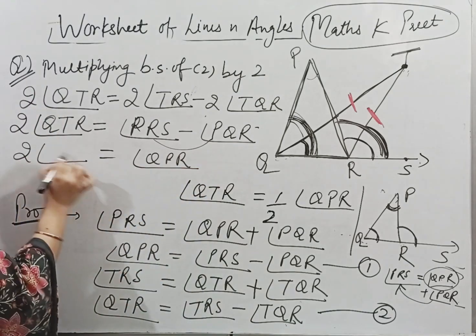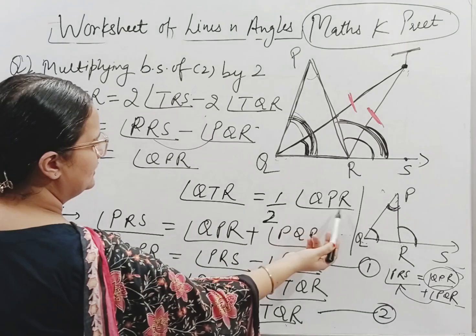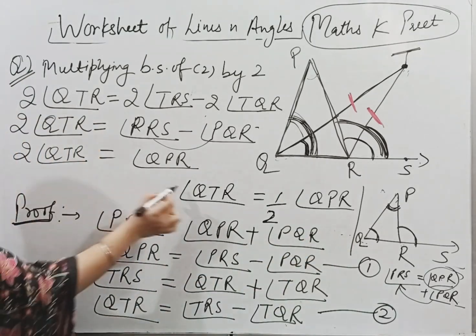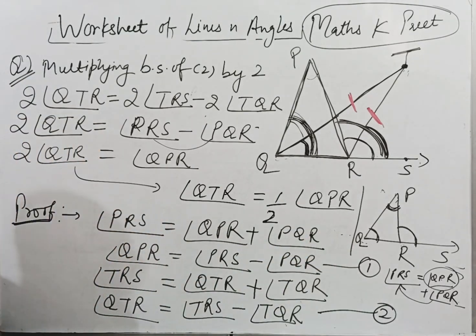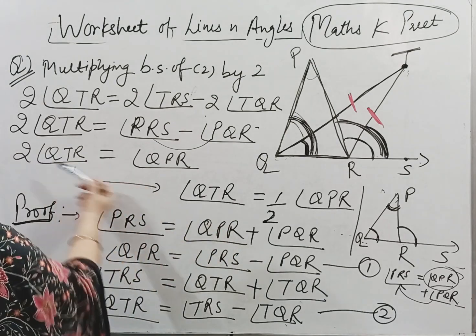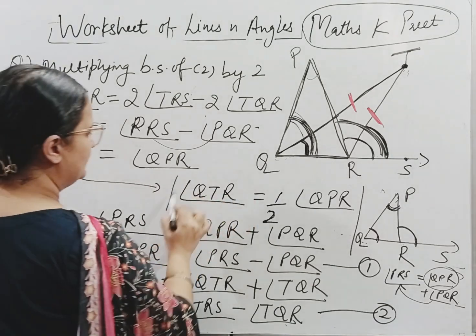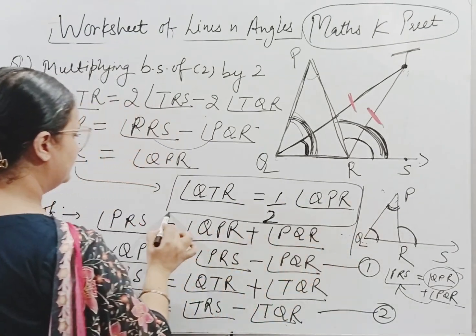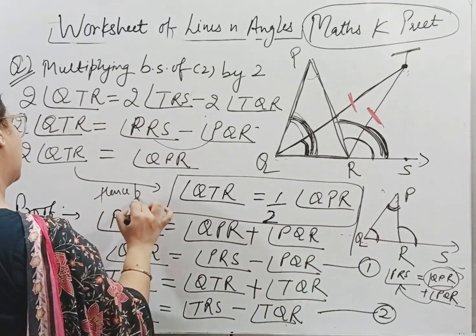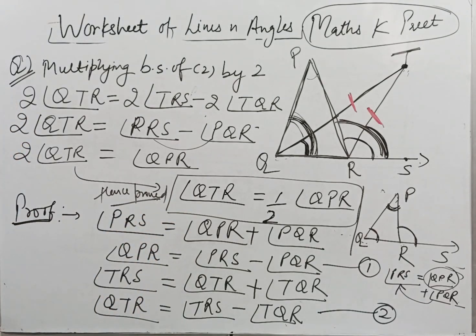This is the same as 2 times QTR. So angle QTR is half of QPR. From here I am getting this result. This is the next line you can see. So I am taking this 2 down. 2 QTR, 2 is now in the denominator on the right hand side, equals QPR. This was the result that we had to prove, and this is proved now, hence proved. This is how this question works, a very important question.